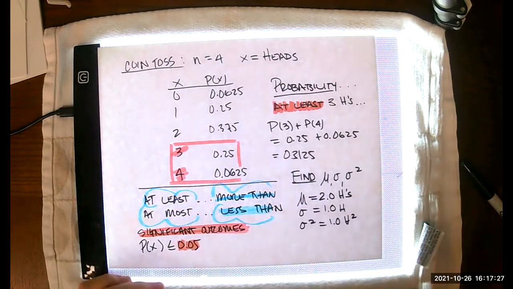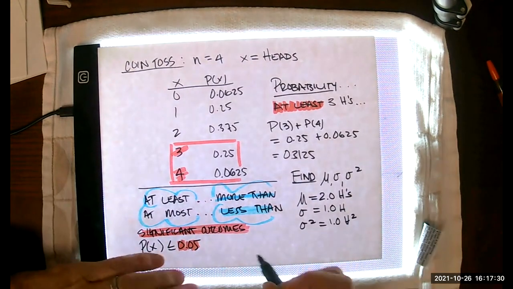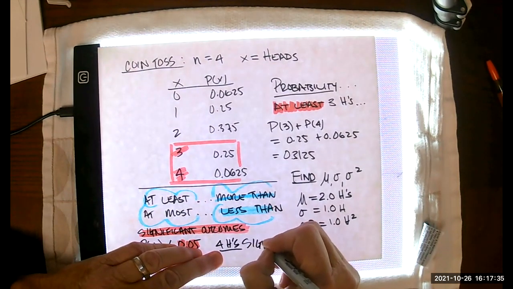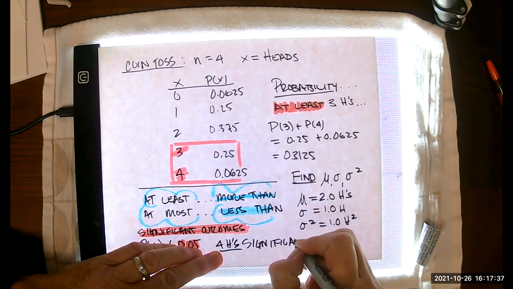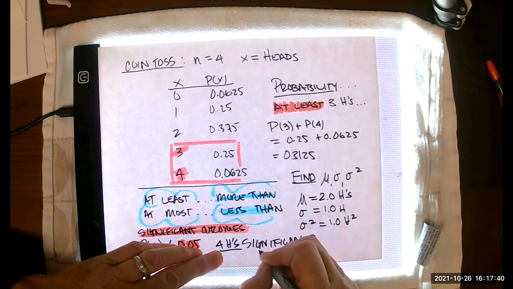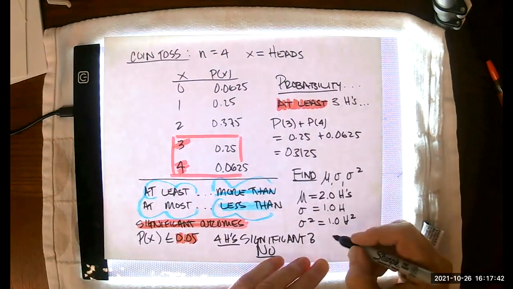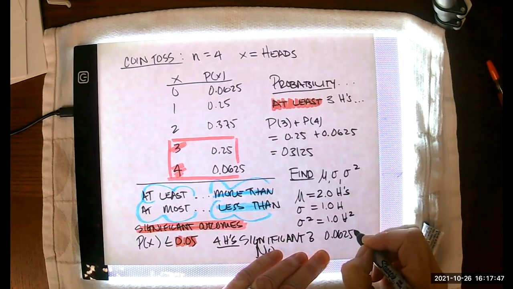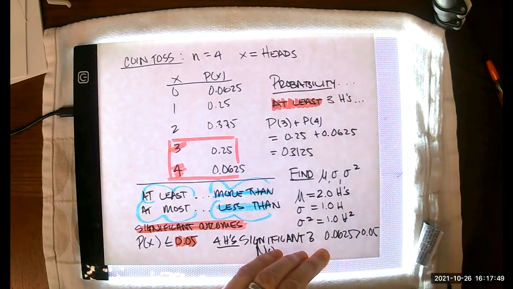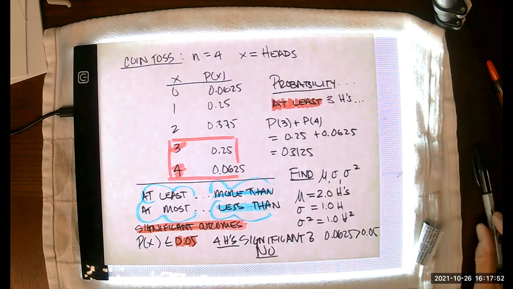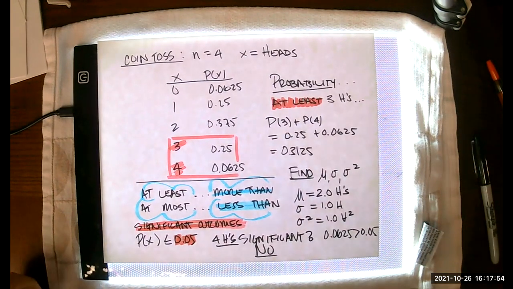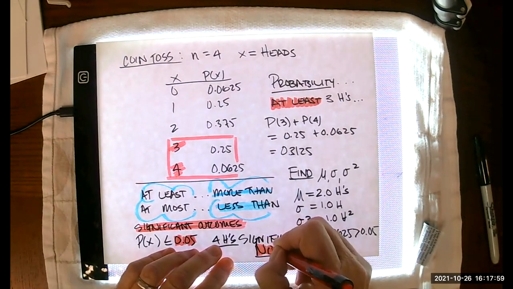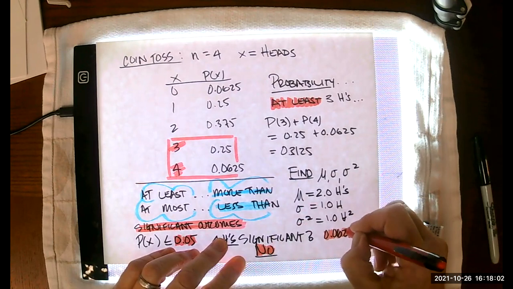So I could ask a question. For 4 heads, is that significant? And the answer is no. And the reason the answer is no is because the 0.0625 is greater than the 0.05 line in the sand, so to speak. So that is why we say no, 4 heads are not a significant number of heads.